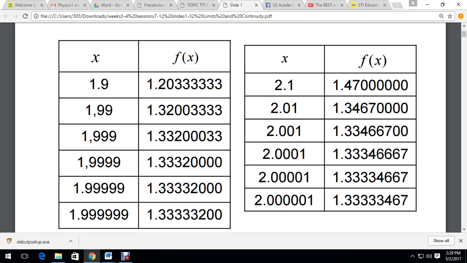Now, what you can see in the table is that we have assignments for x. We have 1.9, we have 1.99, 1.999, and so on. Try to take note of the correction. This is not a comma. This is supposed to be a decimal point. So what is illustrated here is that we try to increase the value of 1.9 in such a way that we are getting closer and closer to the value 2.